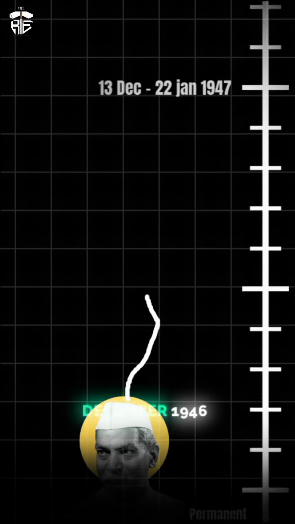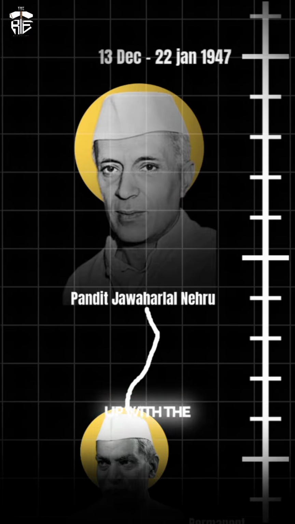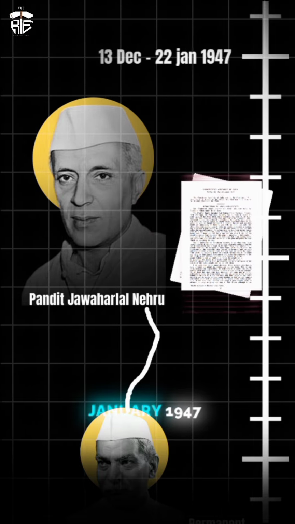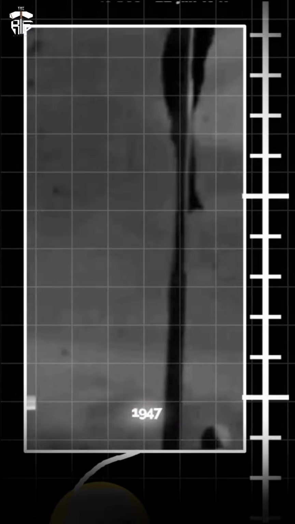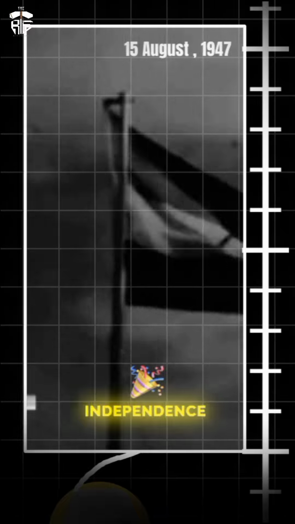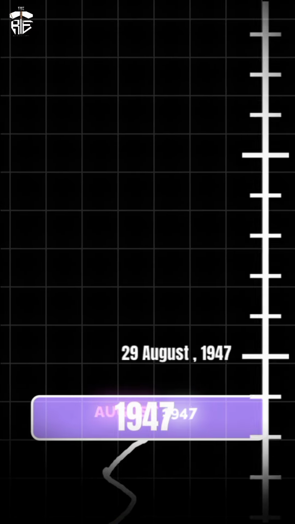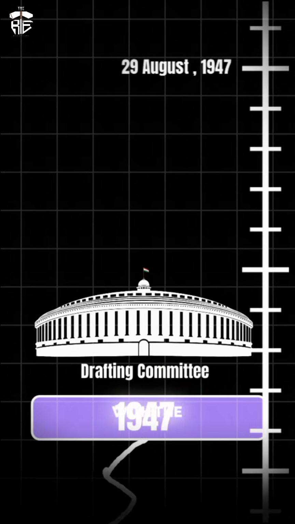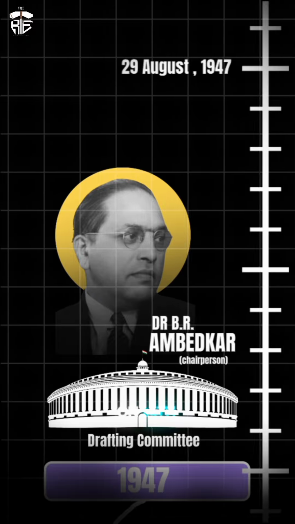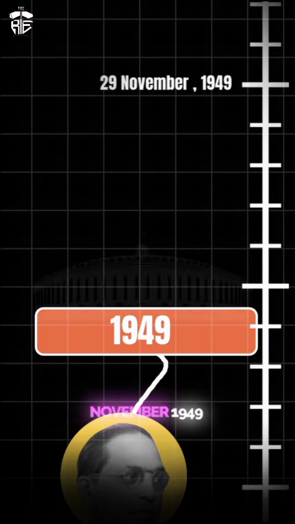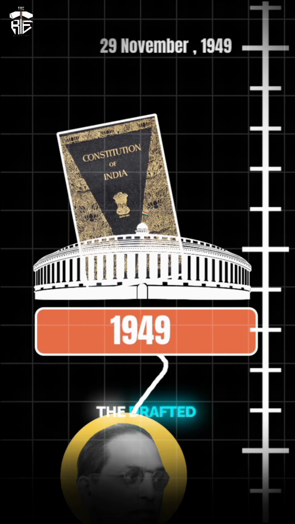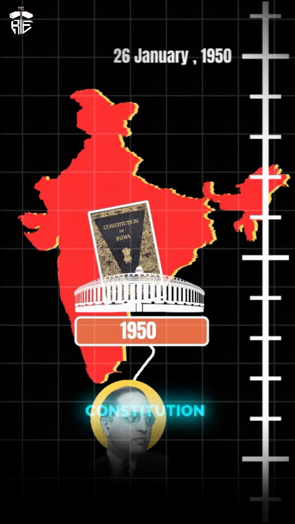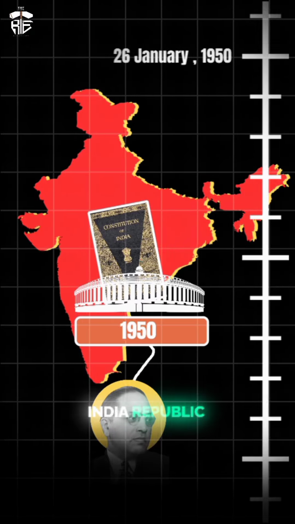On 13 December 1946, Pandit Nehru came up with the Aims and Objectives Resolution, which was passed on 22nd January 1947. On 15th August 1947, India got its independence, and on 29th August 1947, the Drafting Committee of the Constituent Assembly was appointed with Dr. B.R. Ambedkar as chairman. On 26 November 1949, the Assembly formally adopted the drafted constitution, and on 26 January 1950, the constitution came into force and made India a Republic.